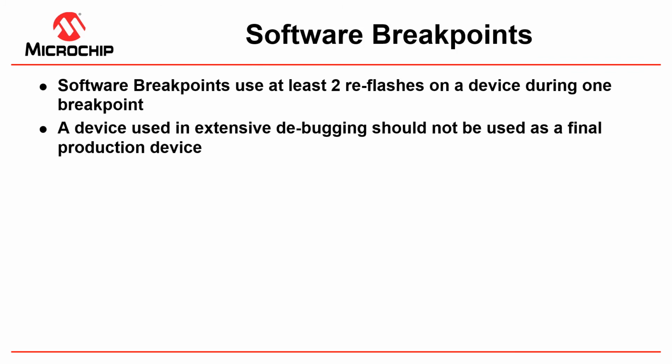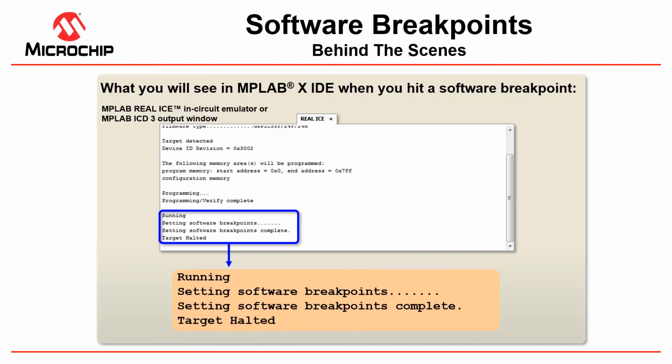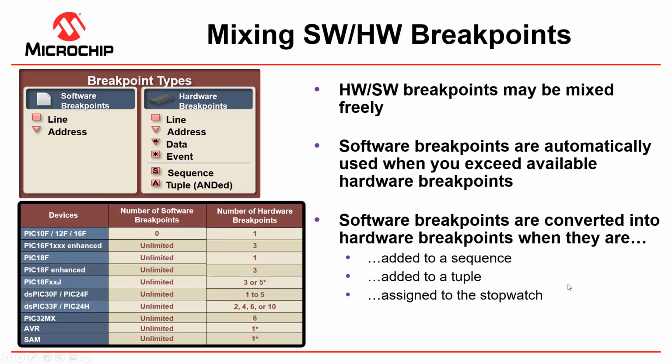Software breakpoints use at least 2 reflashes on a device during one breakpoint, so a device used in extensive debugging should not be used as a final production device. Though keep in mind, the devices typically do support 100,000 programming cycles. From the debugger window, you might see running, setting software breakpoints, that this is complete, and then that the target is halted when it hits a breakpoint.